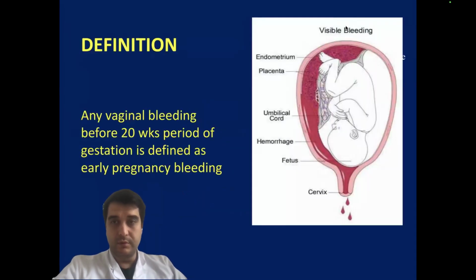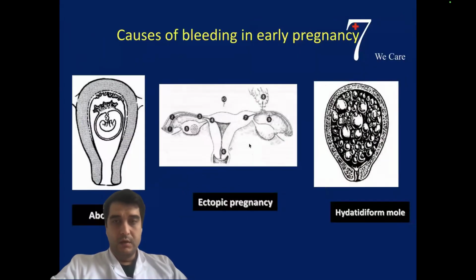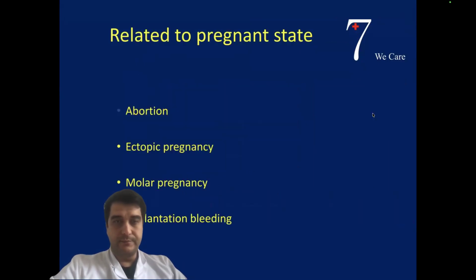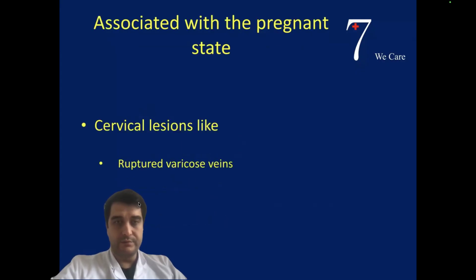So, about definitions. As you can see, any vaginal bleeding before 20 weeks of gestation is defined as early pregnancy bleeding. In this slide, you can see the causes of bleeding in early pregnancy. It may be abortion, ectopic pregnancy, and molar pregnancy. Related to the pregnant state, it's abortion, ectopic pregnancy, molar pregnancy, and also implantation bleeding.